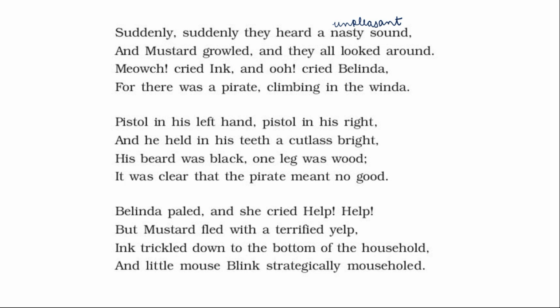"And Mustard growled." So that's what dogs do. They growl when they are angry. And they all looked around. "Mew," cried Ink. And "Ooh," cried Belinda. So again here, onomatopoeia is used where the sound of the person or animal is used. "For there was a pirate climbing in the window." Window means window. So here the poet has used poetic license to change the word from window to winda so that Belinda and winda will rhyme. So everyone was taken aback and shocked when they saw a pirate climbing up the window.